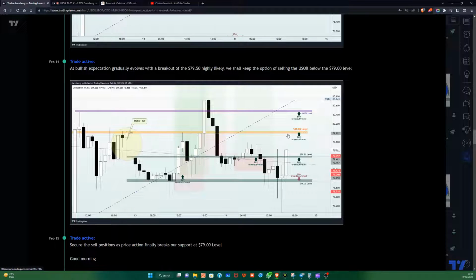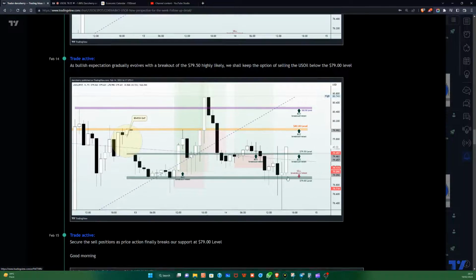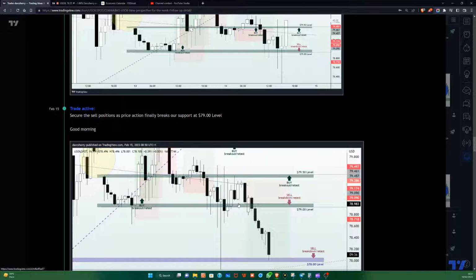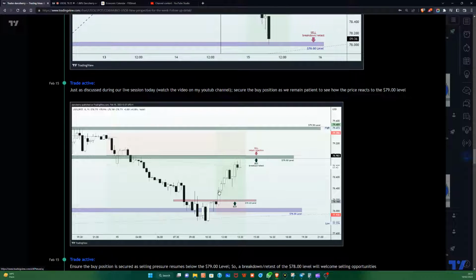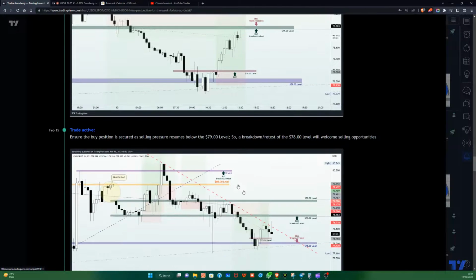But at this point, we realized how strong the $80 level has been for selling pressure, and we decided that if price action continues to trade below the structure here, we'll definitely be looking out for selling opportunities below the structure. And we had a position set at the $79 level, and price action broke down to the $79 level, triggered our sell position, and you saw price action came back again to do a retest of the $79 level.